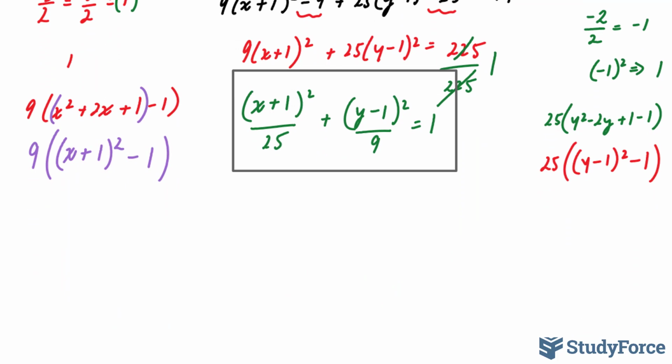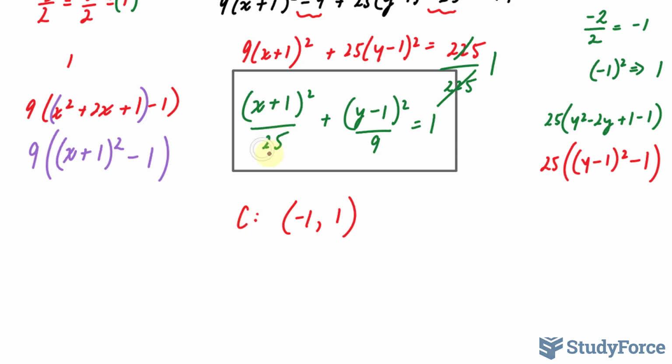Let's outline what the center of this ellipse is. The center will be at (−1, +1). This represents the x-coordinate of the center. And notice how it's +1, but we chose −1. It's always the opposite sign. And this is −1, so it's +1. The center is at (−1, 1).